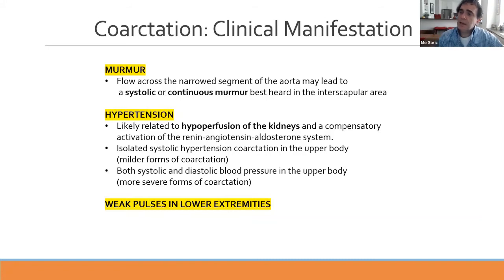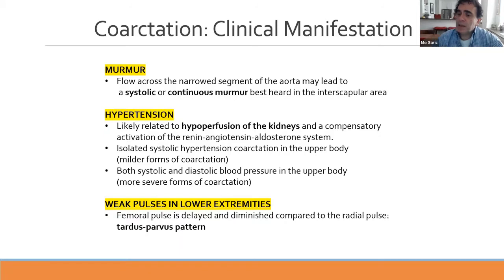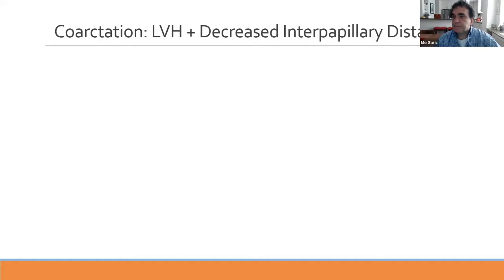And another clinical manifestation is weak pulses in the lower extremities, and femoral pulses are delayed and diminished compared to the radial pulses. And this pattern is known as the tardus parvus pattern, which is characteristic in general of occluded arteries and is a manifestation that occurs in the post-stenotic region. So the tardus parvus pattern is a post-stenotic observation in occluded arteries.